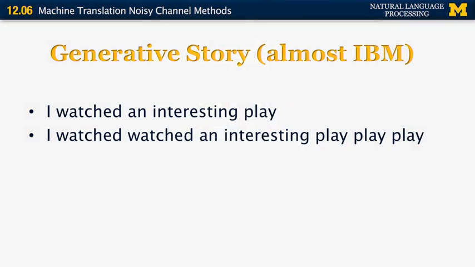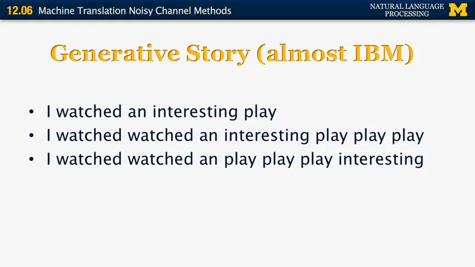I watched watched an interesting play play play. So the reason why we have 3 plays is because the French translation of play has 3 words. And the reason why we have 2 words for watched is because the French translation of watched is also going to have 2 words. Okay, the next thing that we need to do is to now figure out the right word order. So because in French the nouns and the adjectives appear in a different order than in English, we're going to switch their order. We're going to get I watched, and play, interesting.